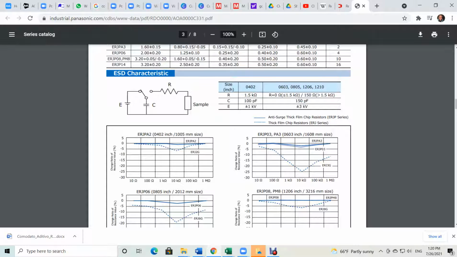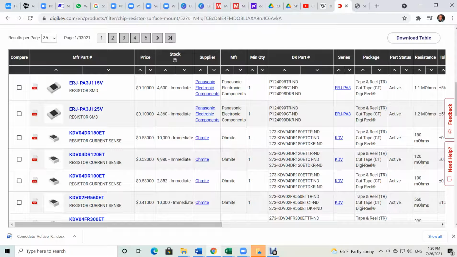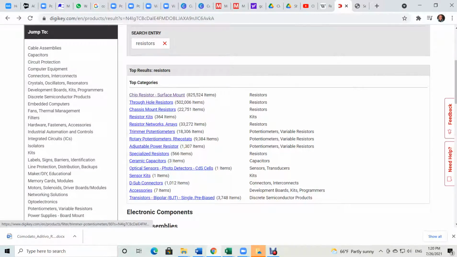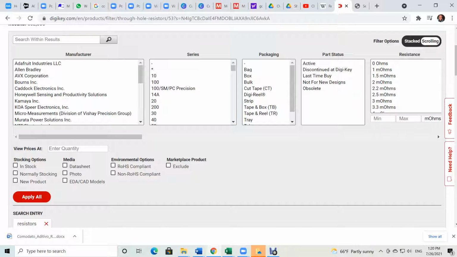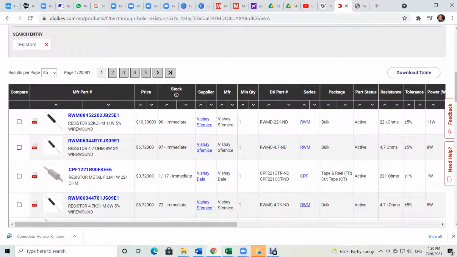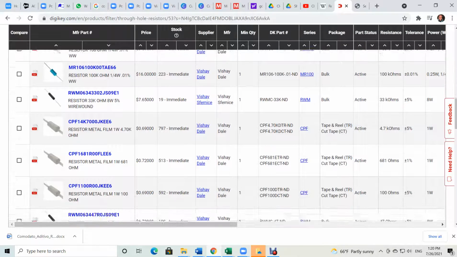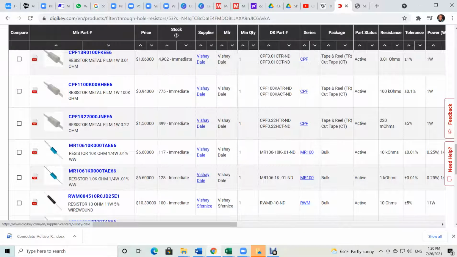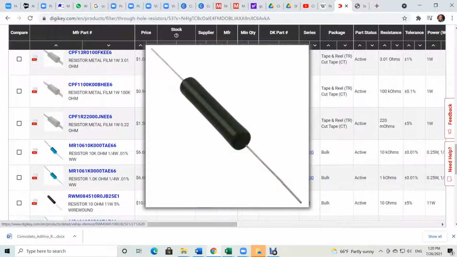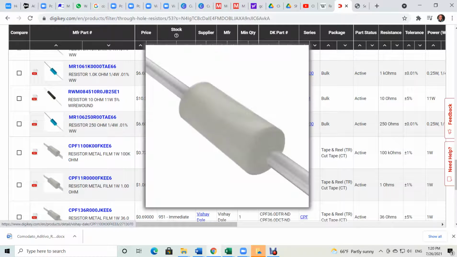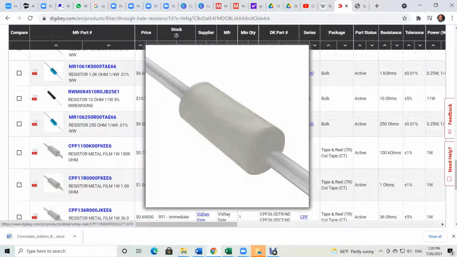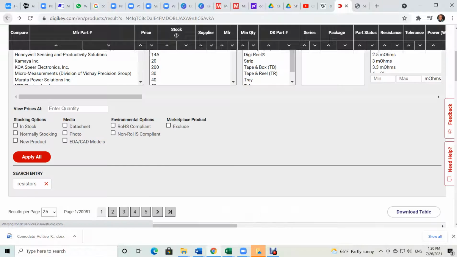Okay, so let's see if I can find... I don't want those cheap resistors here. Let's see if we can get a through-hole resistor. Let's try this one here. Let's see how it looks. Yeah, okay. It's not exactly what you saw in those pictures, right? But it's similar. It's like a cylinder. Unfortunately, we do not have the color bands in this one. But most resistors do have a color band.